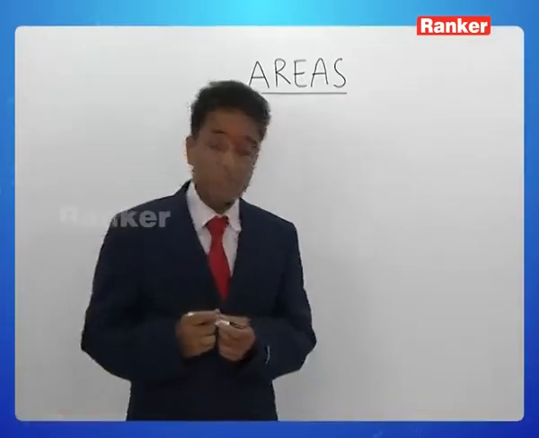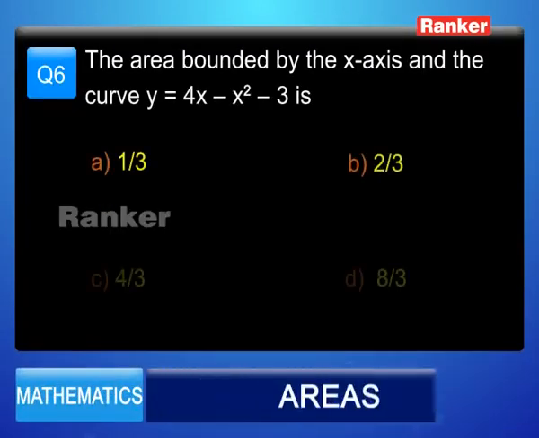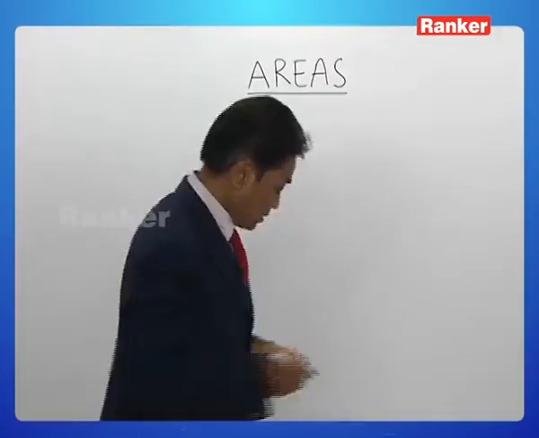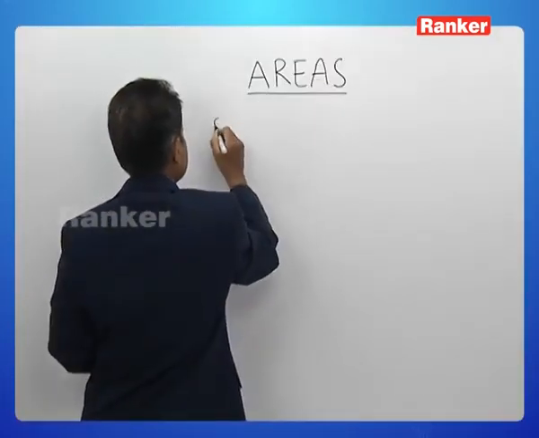Next question. Question number 6. Area bounded between x-axis and parabola y is equal to 4x minus x square minus 3. 4 options are given. A is 1 by 3, B is 2 by 3, C is 4 by 3 and D is 8 by 3. Let us see what is the right answer. Question number 6.